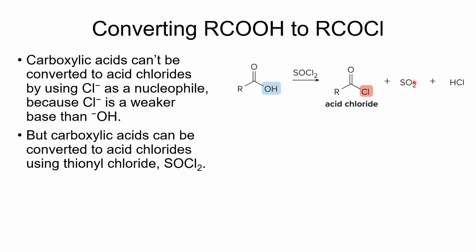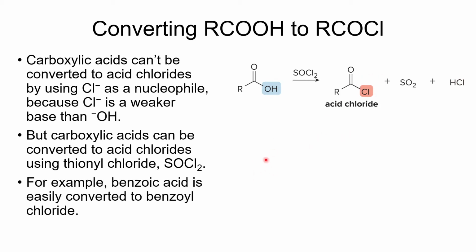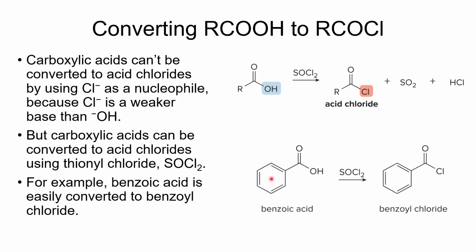Our byproducts are going to be sulfur dioxide and HCl. And just in case you're wondering, yes, you should do this one under a hood because this one stinks. And so does the acid chloride, and so does the thionyl chloride for that matter. And the HCl doesn't do you any wonders either. So definitely all this should be done under a hood. So here is an example converting benzoic acid into benzoyl chloride using thionyl chloride. Easy to do.